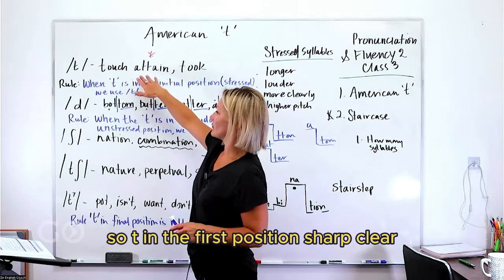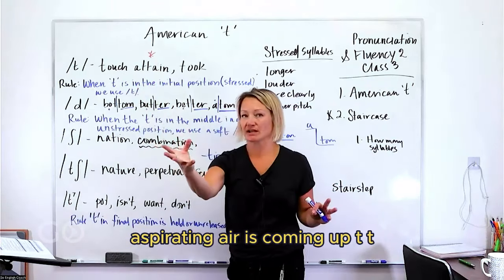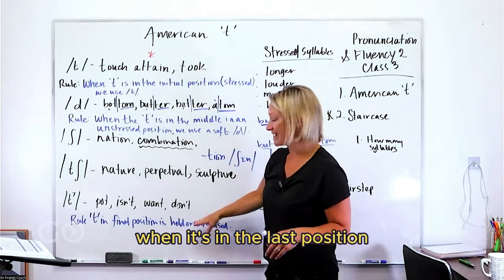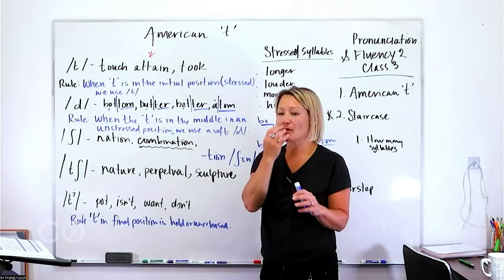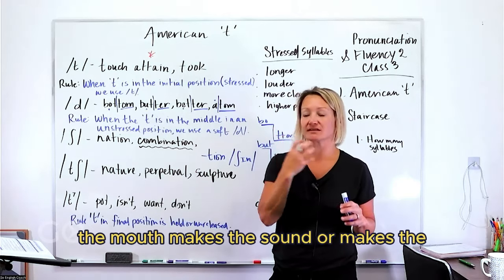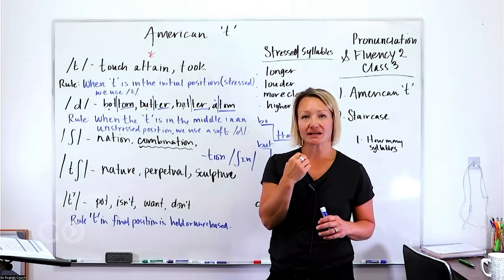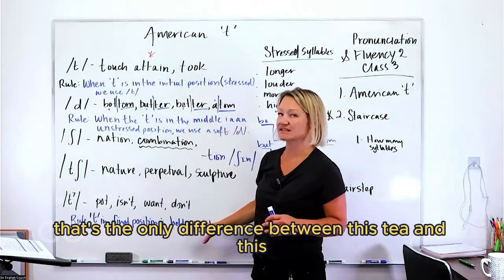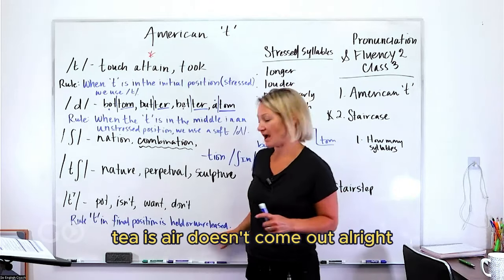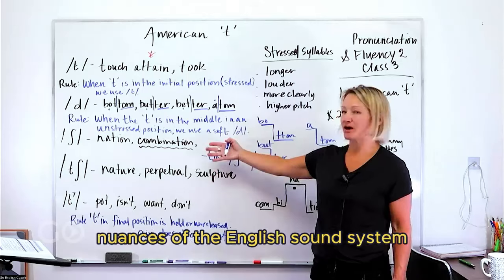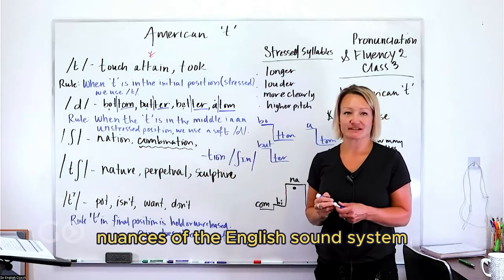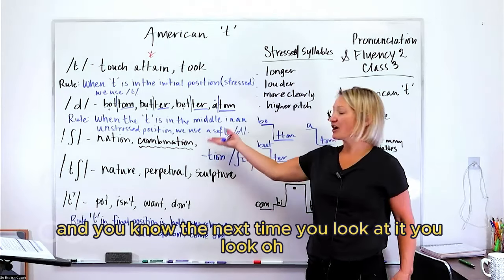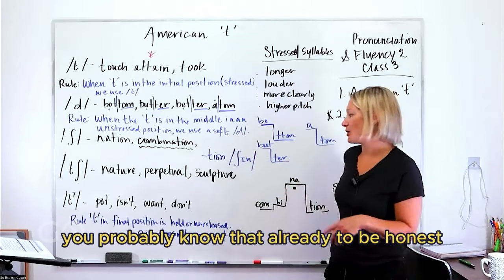So T in the first position is sharp, clear, aspirating, air is coming out. T, T, I can feel it in my hand. When it's in the last position, it is not released. The mouth makes the shape of T, pot, but the air doesn't come out. So that's the only difference between this T and this T: air doesn't come out. And then these two are just nuances of the English sound system. So don't worry too much about those. Just get used to them. And the next time you look at it, you're like, oh, it's combination. You probably know that already, to be honest.